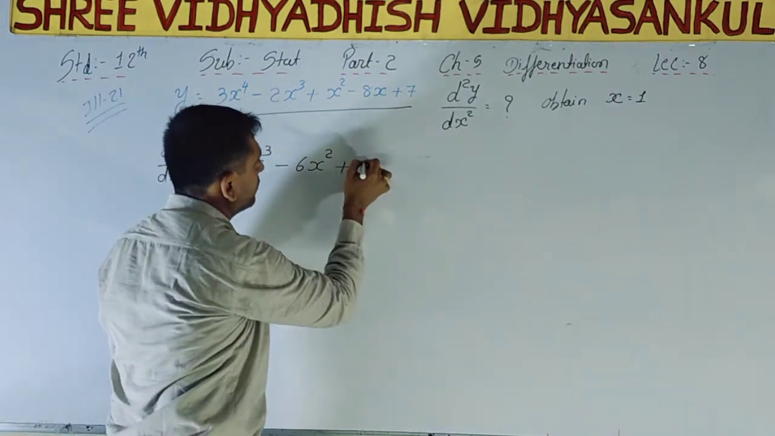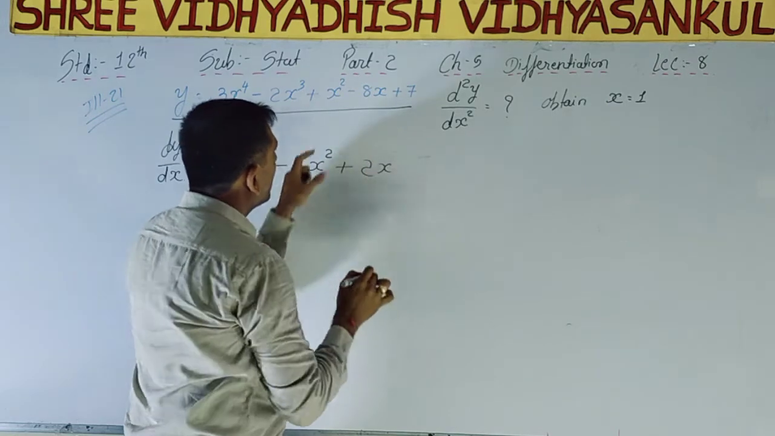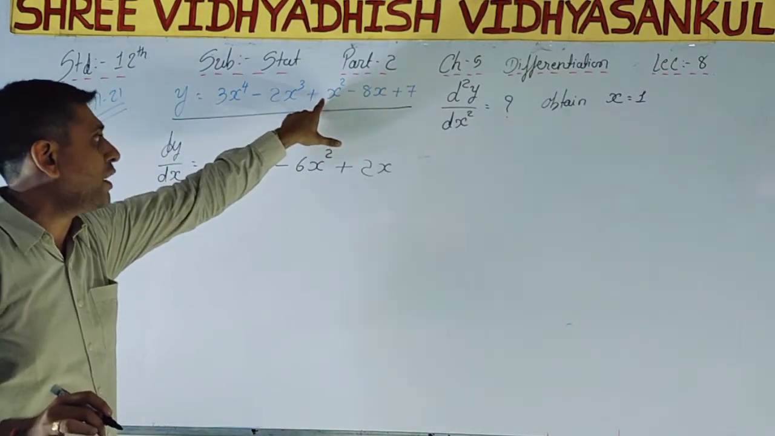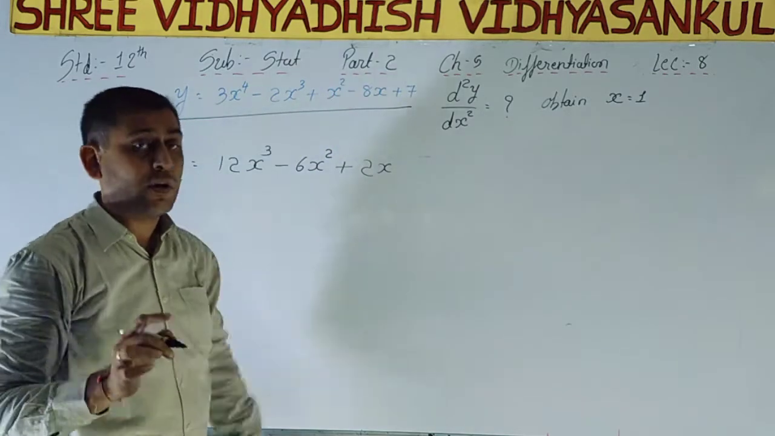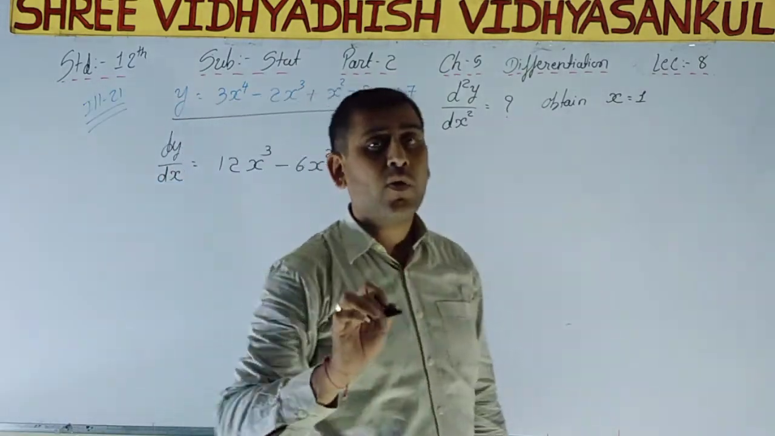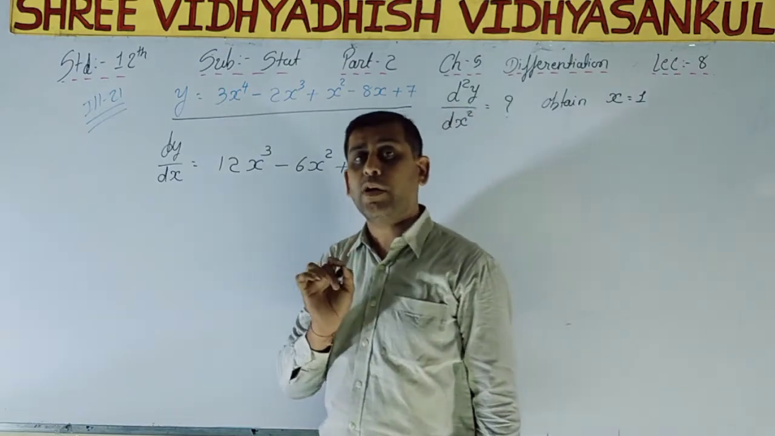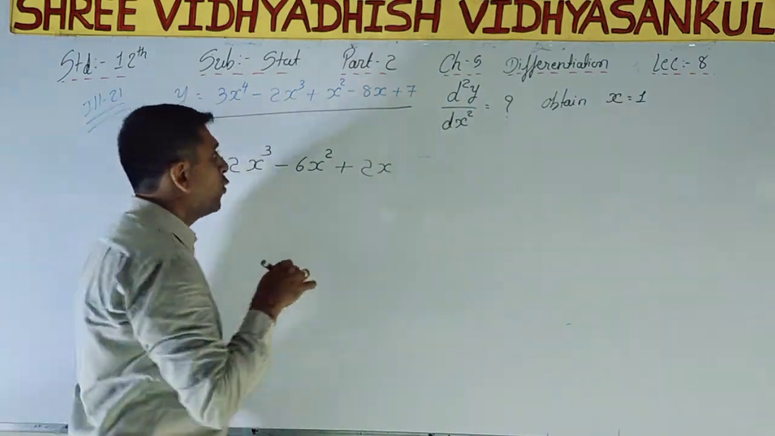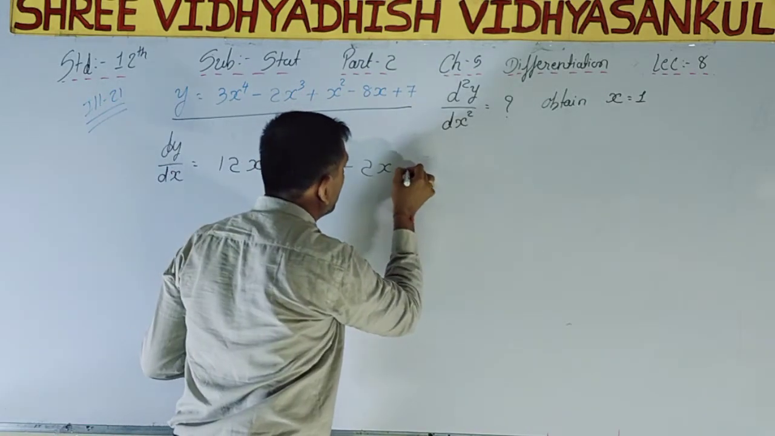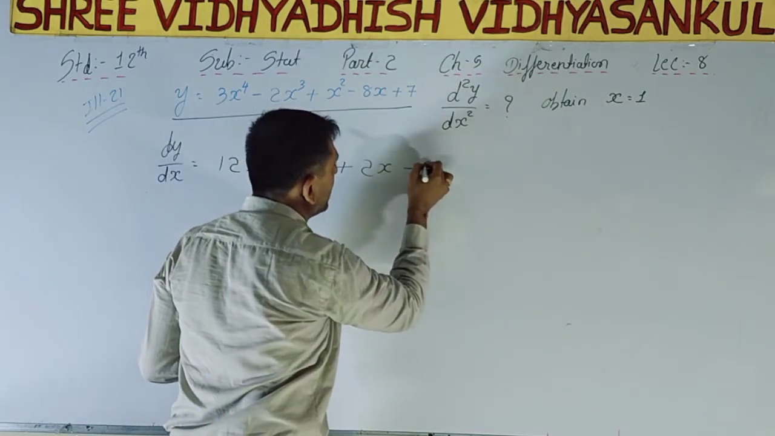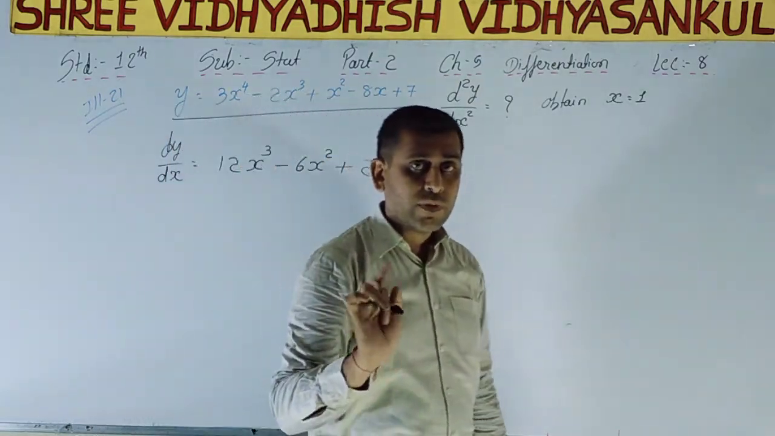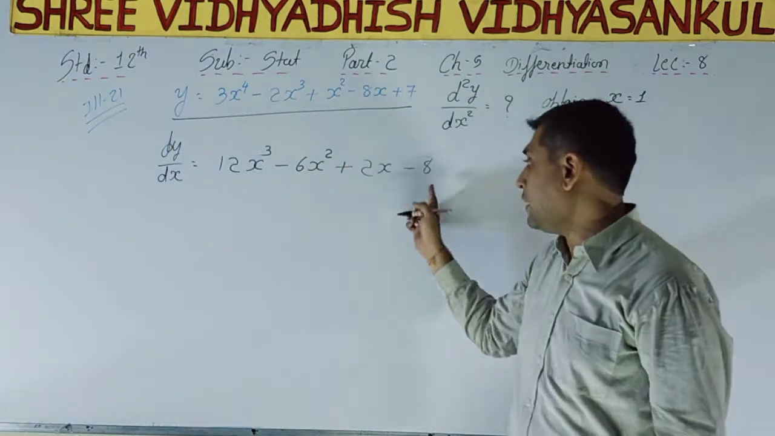Plus 2x. x here is multiplied with 2, n into x raised to n minus 1, that is 2 into x raised to 2 minus 1. 2 minus 1, that is raised to 1. We don't have to write raised to 1 because only x is already there. And minus 8 into 1, that is 8. The differentiation of x is 1. That's why 8 into 1, that is 8.